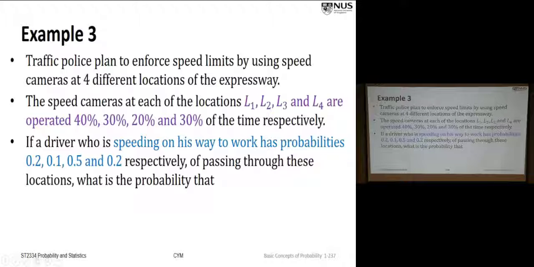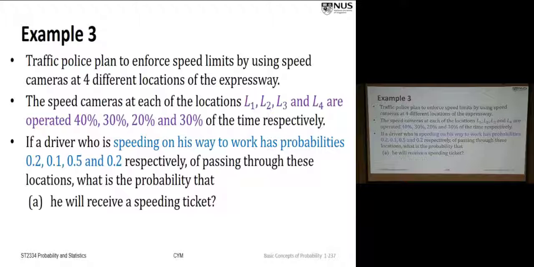Okay. So, what is the probability that he will receive a speeding ticket? All right. So, now think of it. He will be issued a ticket only when he's speeding, and the camera is in operation at that location, at that point in time. Otherwise, if he's speeding but the camera is not in operation, then he will not be caught.